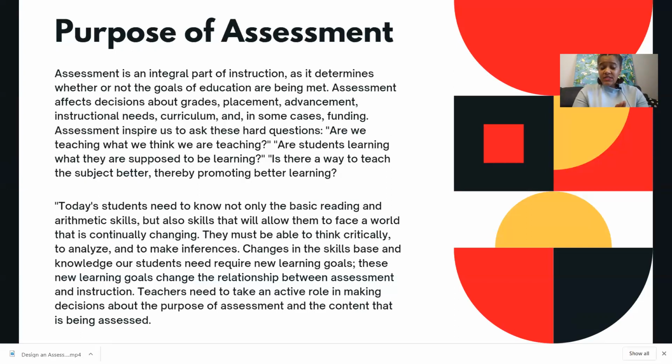Well, going back to the slide, today's students need to know not only the basic reading and writing and arithmetic skills, but they also need to know the skills that will allow them to face a world that is continually changing. Hello, COVID, right? So it's not just about a child knowing how to do multiplication or addition. They actually have to know the processes of.